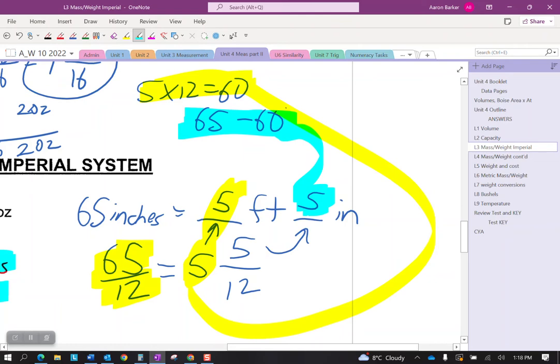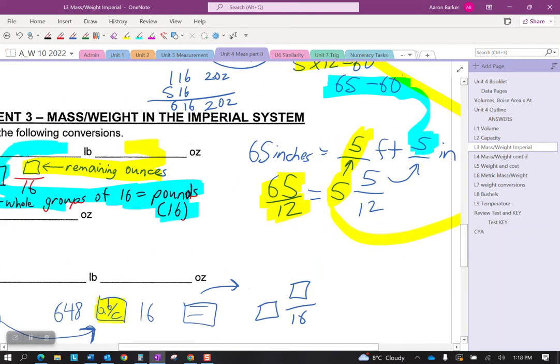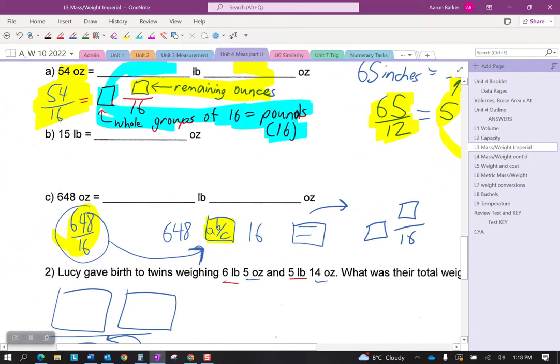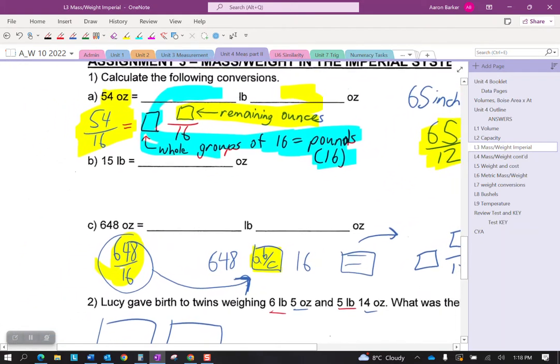So the ounces and pounds are similar to the feet and inches. If you treat it as an improper fraction and convert to a mixed fraction, these are quite simplistic if you can do those fraction skills. Questions, comments, or concerns? You could do it on a calculator.